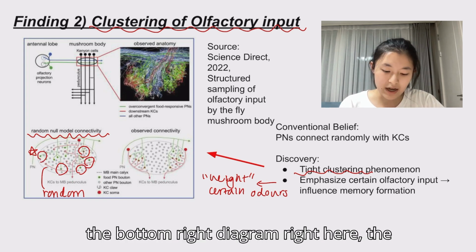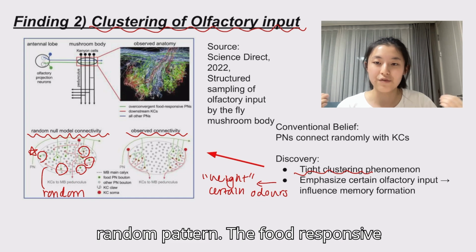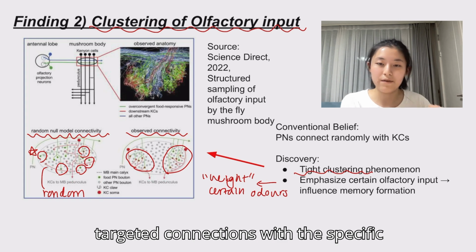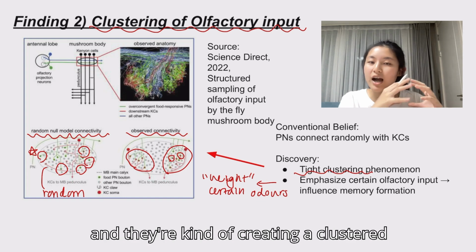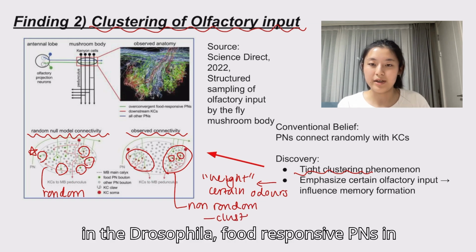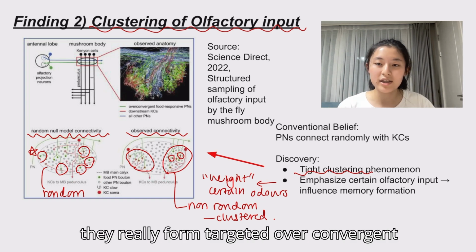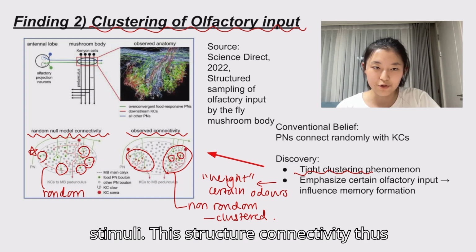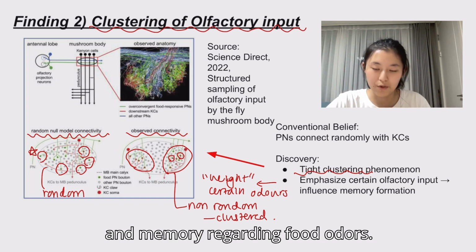If we look at the bottom right diagram right here, the observed connectivity shows a structured non-random pattern. The food responsive P ends, represented here in green, form targeted connections with the specific KCs, which are represented here in red circles with labeled KC claws and soma, creating a clustered pattern. This diagram suggests that in the Drosophila, food responsive P ends in the mushroom body don't just connect randomly with the Kenyon cells. Instead, they form targeted over-convergent connections with particular KCs, creating specialized circuits for food-related stimuli. This structured connectivity thus improves the fly's capacity for learning and memory regarding food odors.